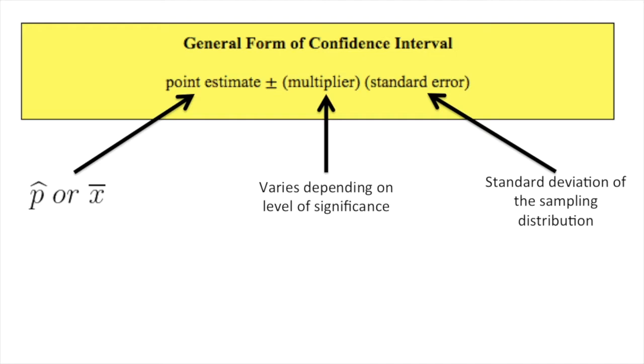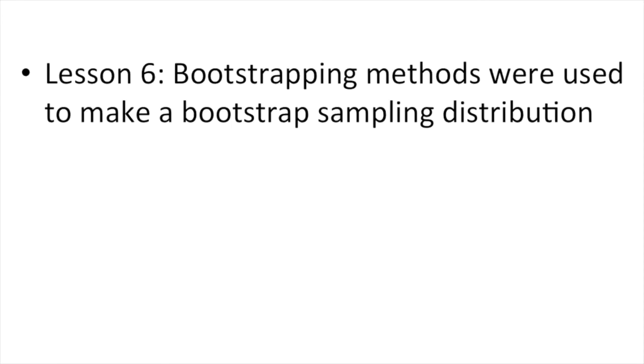Last week, you used bootstrapping methods to compute the standard error. This week, we're going to go back to what you saw in Lesson 5. Recall, if certain assumptions are met, then the standard error of the sampling distribution of p hat or x bar can be estimated using the rule of sample proportions or the central limit theorem. Again, to review the last two lessons, in Lesson 6, bootstrapping methods were used to make a bootstrap sampling distribution. You use that standard error to construct a confidence interval using the standard error method, or you use the percentile method to find the middle 95% of that sampling distribution.